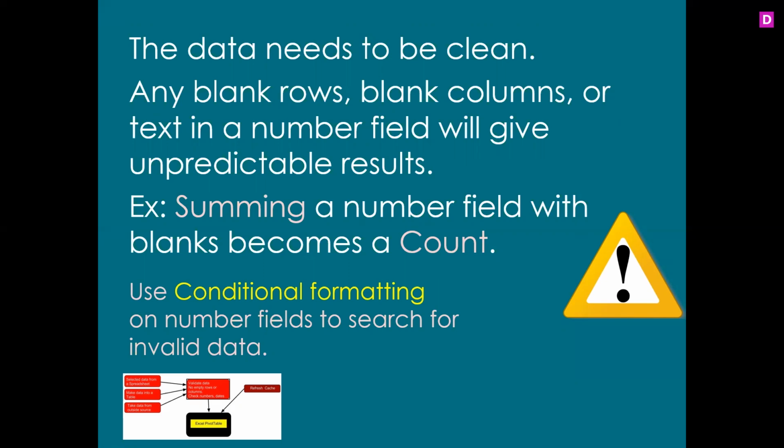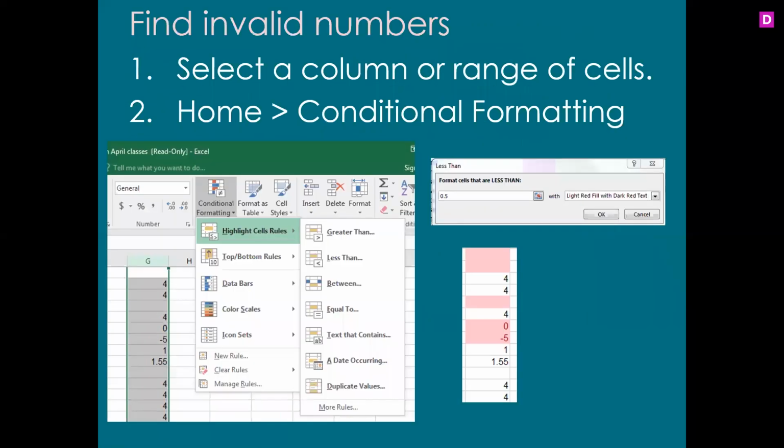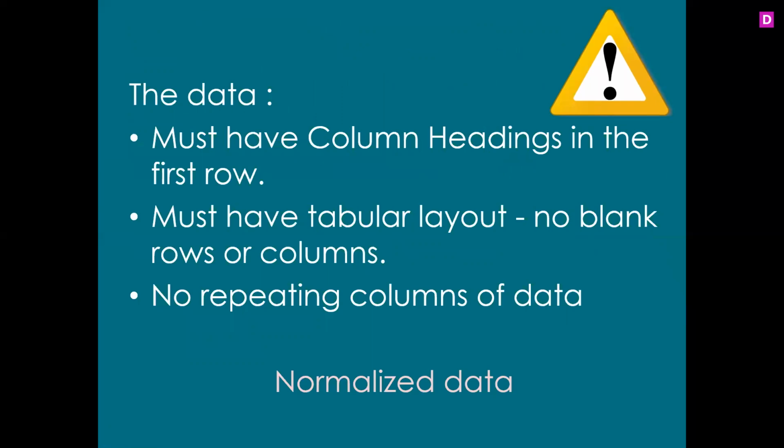You know what conditional formatting is. It is very useful when the data is unpredictable, which means reference errors, number errors, or text errors. For invalid numbers, for example 0, -5, or a blank row, go for conditional formatting, which highlights those values, for example highlighting the value 0.5.